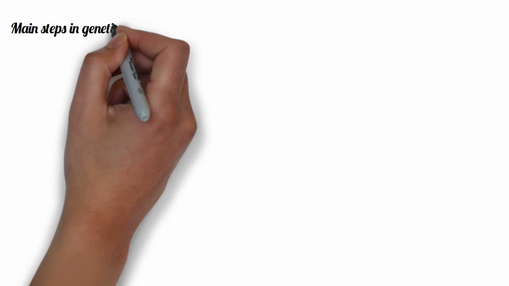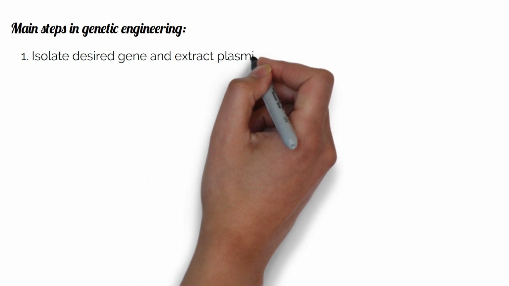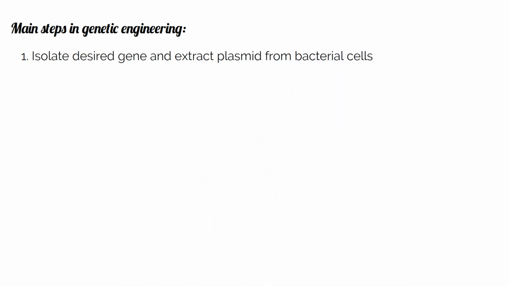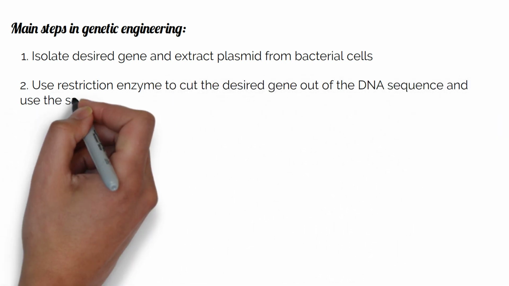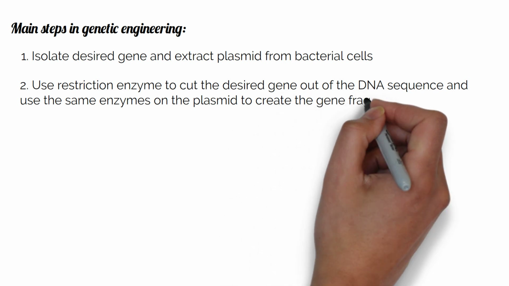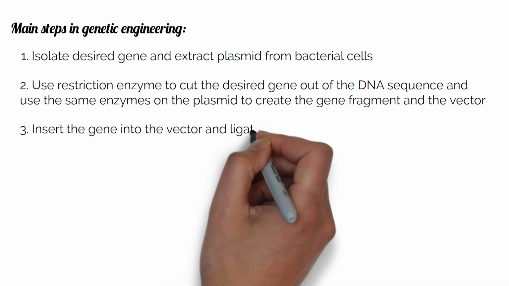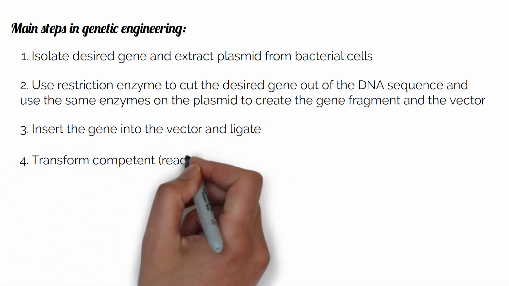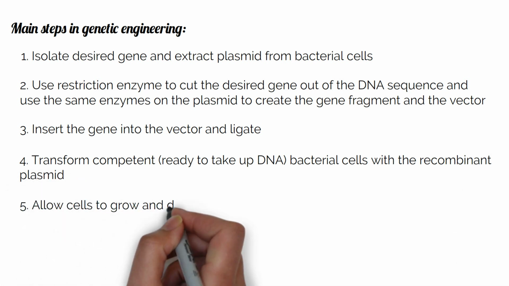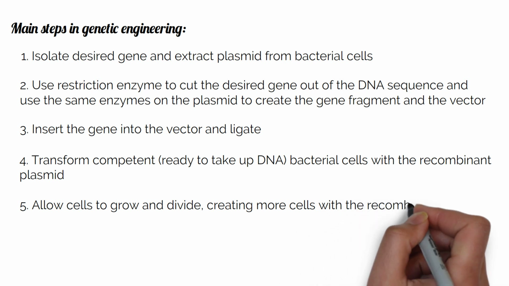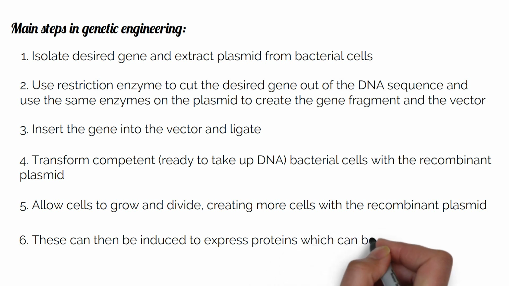The main steps in genetic engineering are to isolate desired gene and extract plasmid from bacterial cells. Use restriction enzymes to cut the desired gene out of the DNA sequence and use the same enzymes on the plasmid to create the gene fragment and the vector. Insert the gene into the vector and ligate. Transform competent bacterial cells with the recombinant plasmid. Allow the cells to grow and divide, creating more cells with the recombinant plasmid. These can be induced to express proteins which can be purified later.